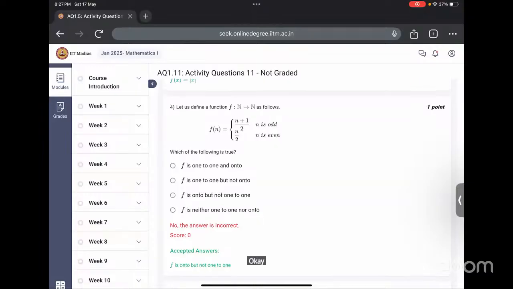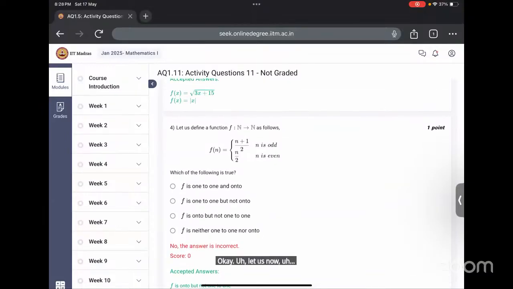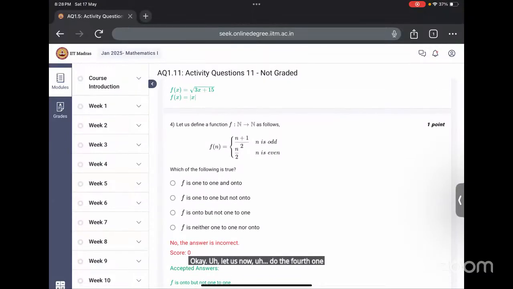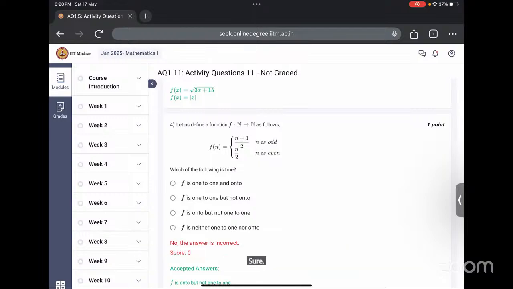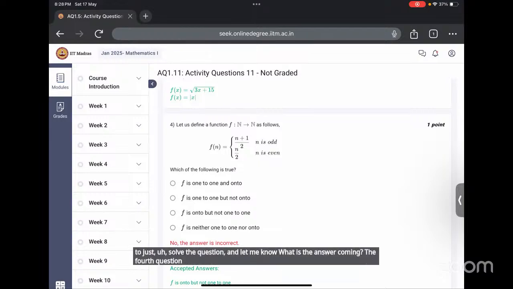Okay. Let us now do the fourth one. Again, I'm giving you some time to solve the question and let me know what the answer is. The fourth question: we have to check whether the function is 1-1 or onto or not.